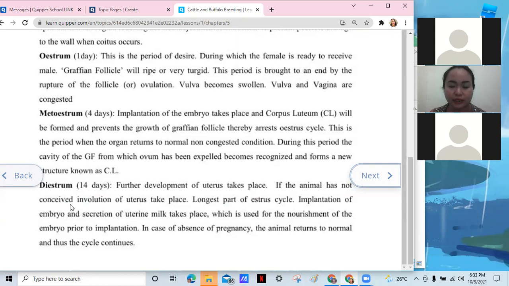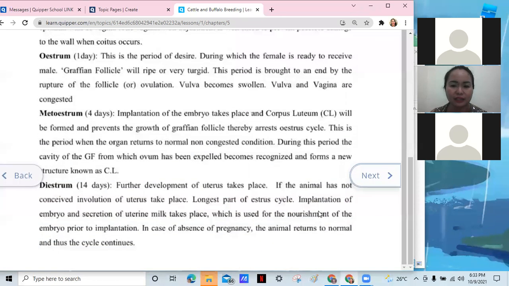And after 4 days, for 14 days na, further development of the uterus takes place. So nabuntis na yun. And if the animal has not conceived, then the involution of the uterus takes place. This is the longest part of the estrous cycle. The implantation of embryo and secretion of uterine milk takes place, which is used for the nourishment of the embryo prior to implantation. And in case walay pregnancy, the animal returns to normal and the cycle continues.